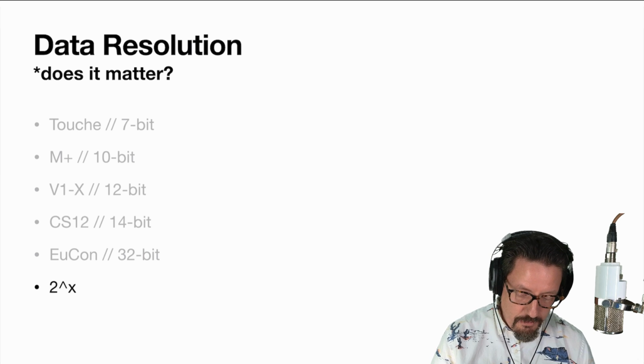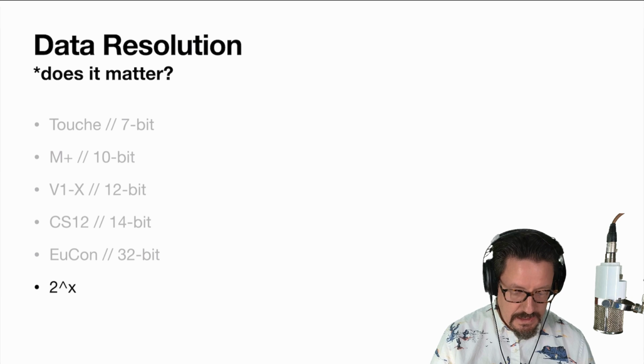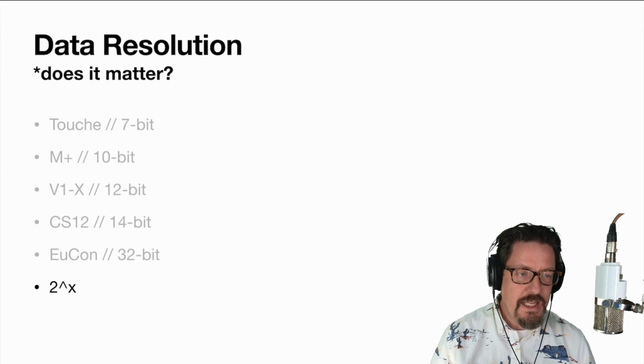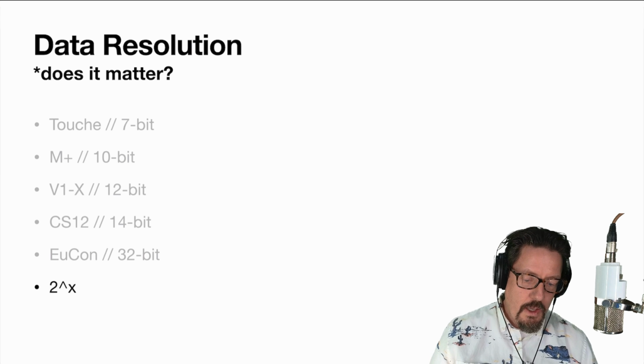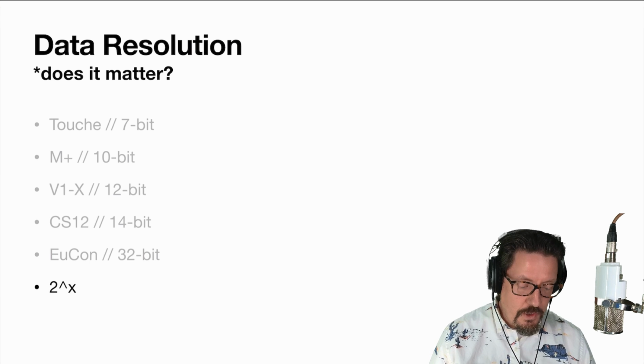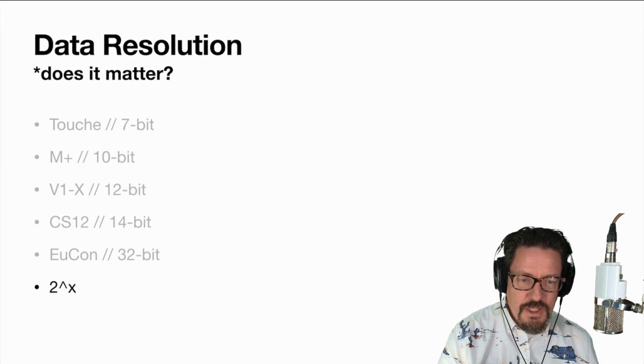That 12-bit with the V1X is going to be 4,096. And last in this one, the CS12 is going to be 16,384. And so quite a big difference there with these. How much does it really matter?